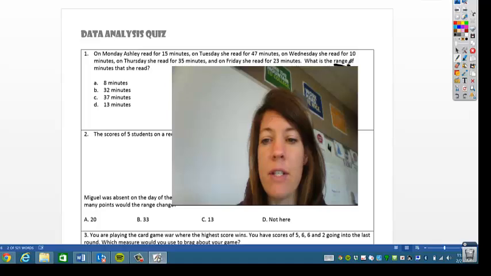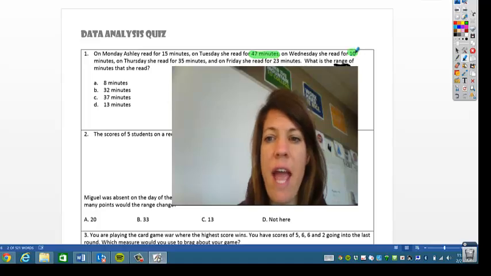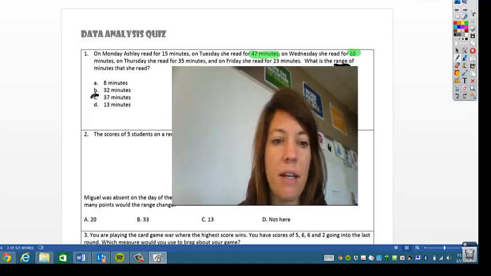So the key word right here is the range. The range is the difference of the biggest piece of data minus the smallest. So I'm going to find the biggest piece. I see right here that on Tuesday she read for 47, and then on Wednesday she read for 10. The difference, I'm going to subtract 47 minus 10, is going to give me C, 37 minutes.